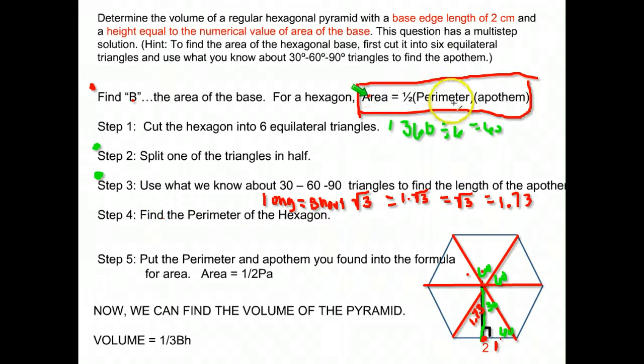Next, I'm going to find the perimeter of that hexagon. Why? Because I'm trying to find the area of the base. The two things you have to have for the area of the base are the apothem, which we just found out was 1.73, and the perimeter of that hexagon. Okay, so we need that. Well, it was a hexagon with all of the sides length 2. So what would the perimeter be? Well, for perimeter, you add all of the sides together. We have 6 sides, all length 2. So you can either do 2 plus 2 plus 2 plus 2 6 times, or just do 6 times 2. Okay, so my perimeter is 12.